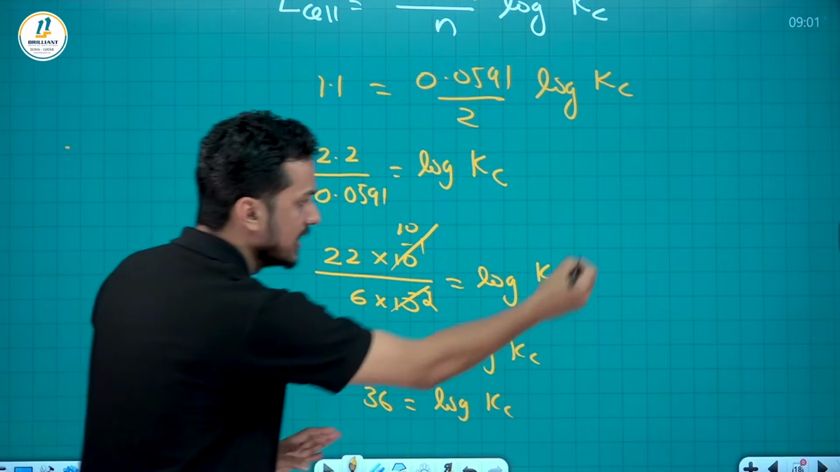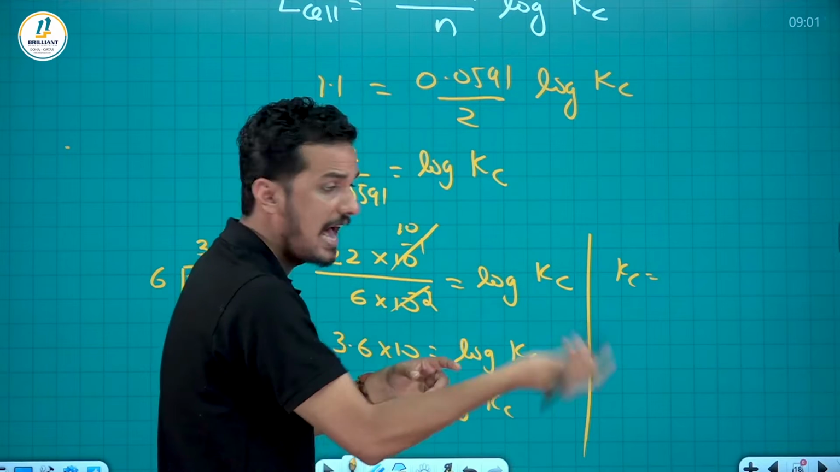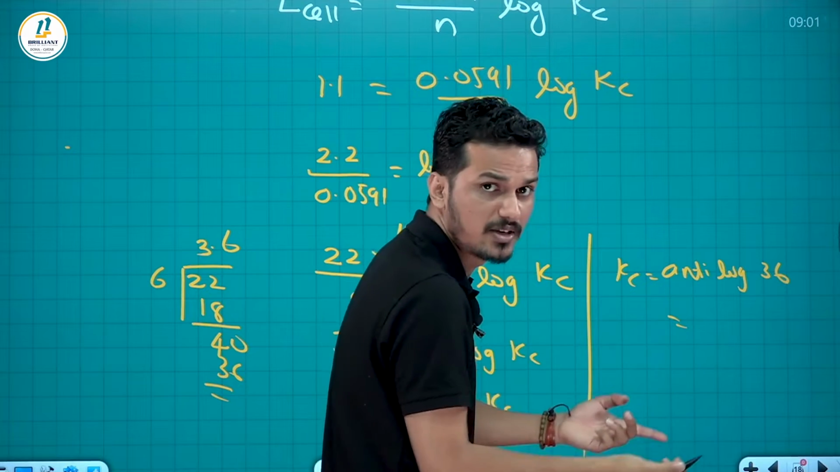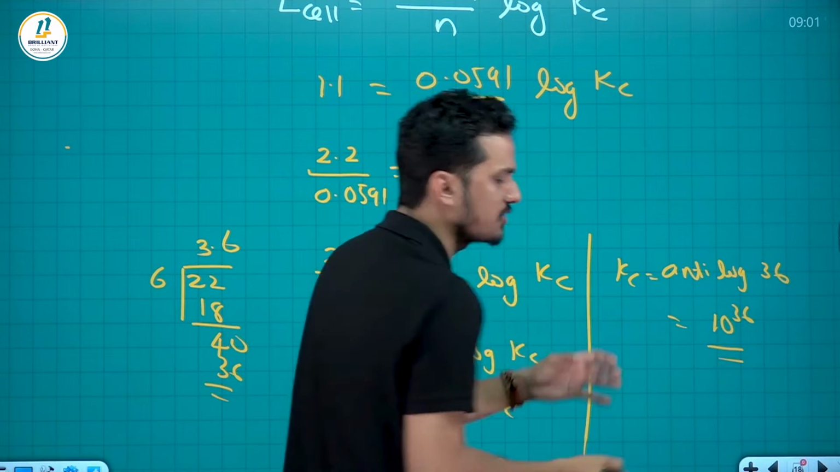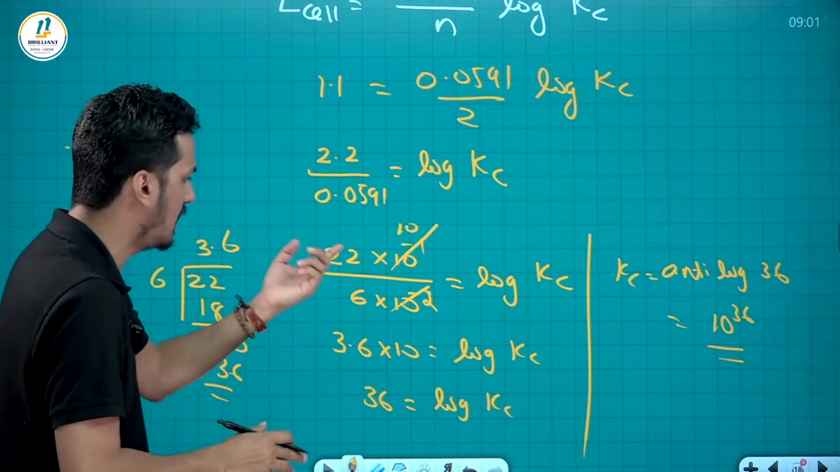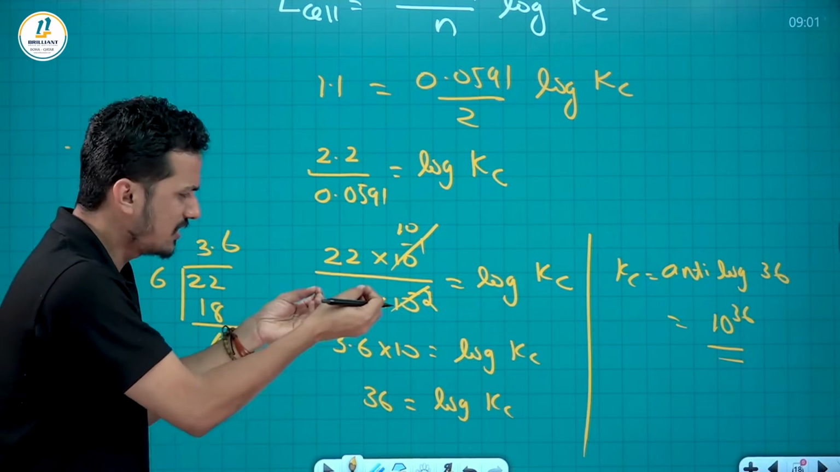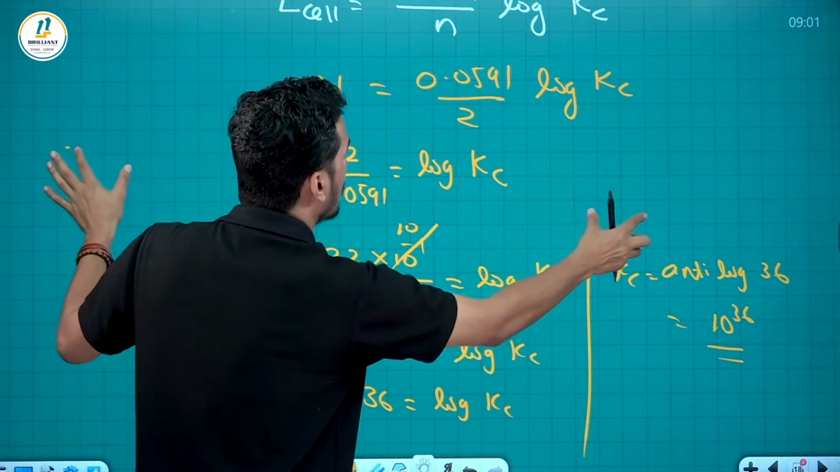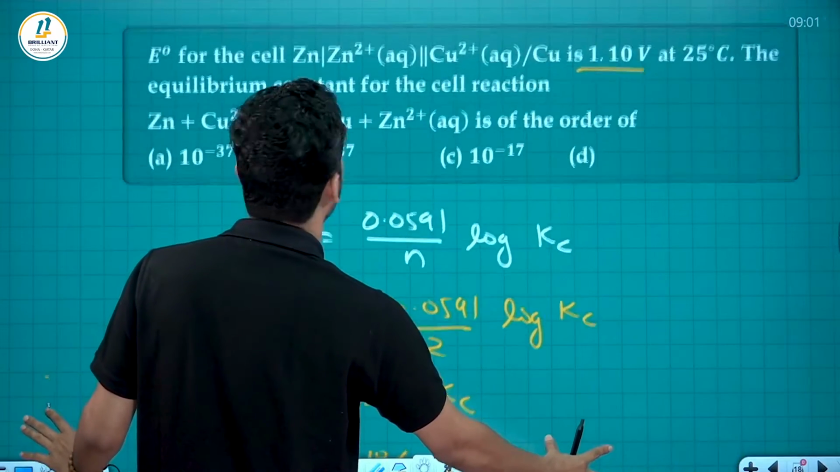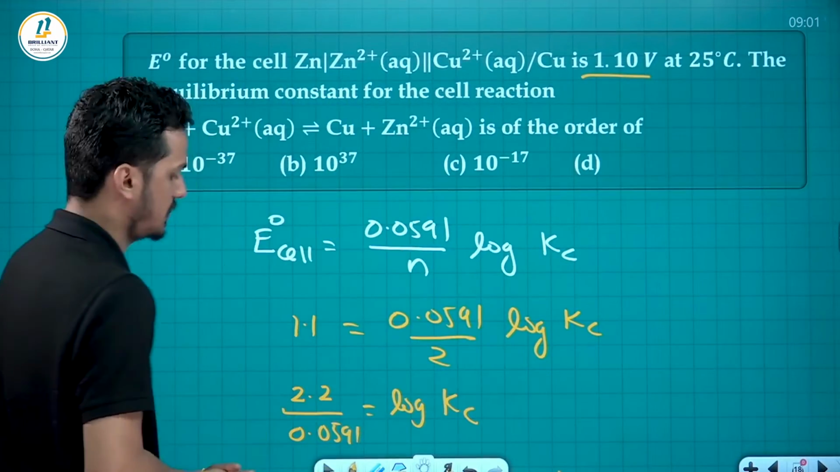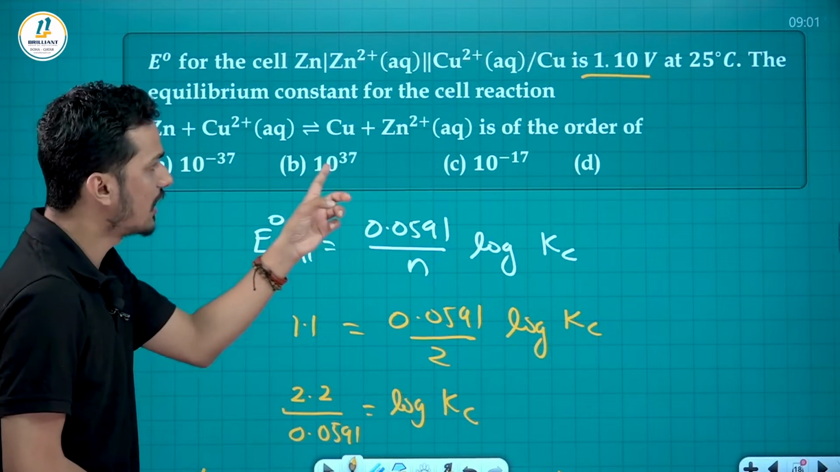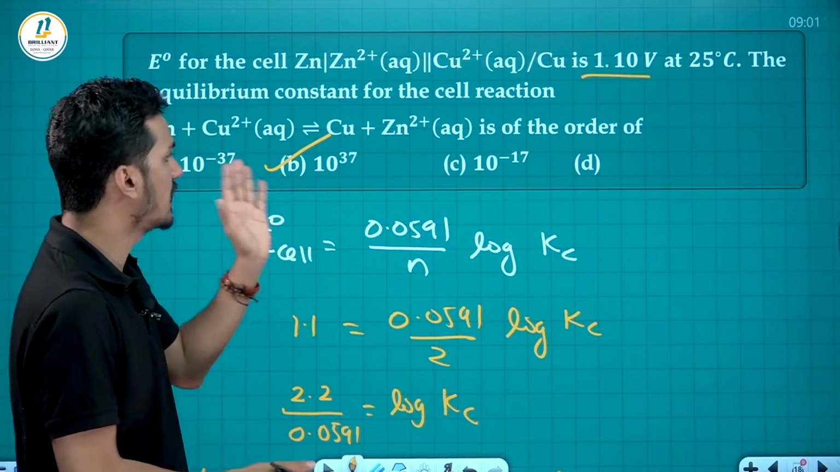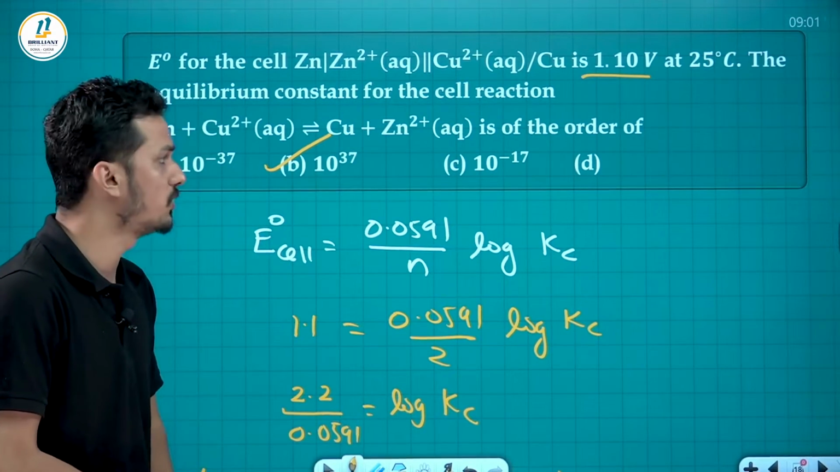Then what is Kc? Kc equals anti-log of 36. Anti-log of 36 means 10 raised to 36. That range should come. I just rounded it off, that's why only 10 raised to 36. So the nearby answer will be the answer. Now we can check the options. The options given are 10 raised to minus 37, 10 raised to 37, and 10 raised to minus 17. So 10 raised to 37 is the answer. Option B is the correct answer. I hope you guys got it.